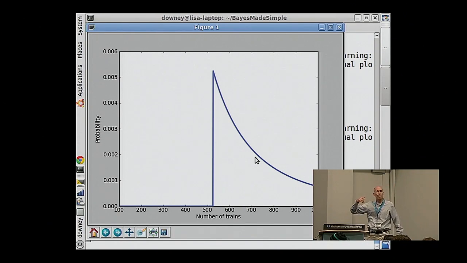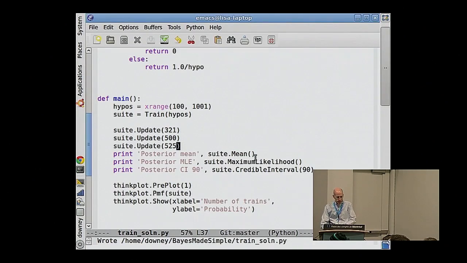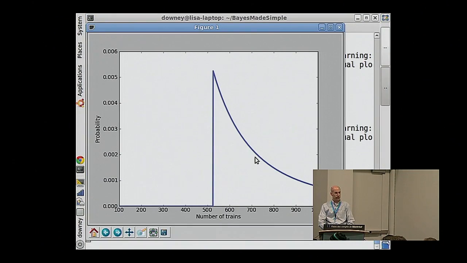But we know that it can't be 549, right? Because we saw 525. The biggest number we've seen is 525. Oh, I'm sorry. Yeah, that's right. I just got confused in my head. Sure. So the shape of this curve is getting pointier. You can think of it as a narrower distribution, and that's good. A narrow distribution means that we are more precise about what we know.